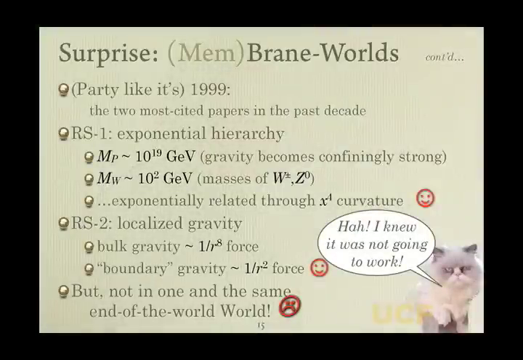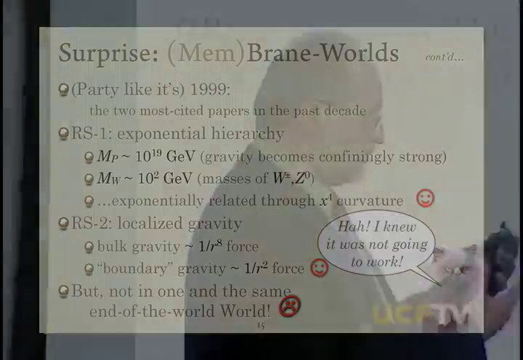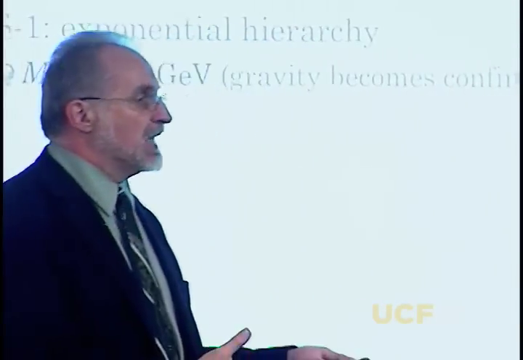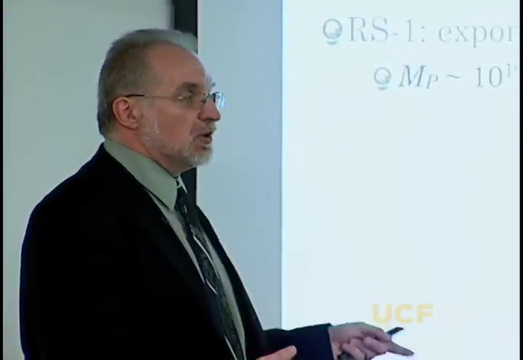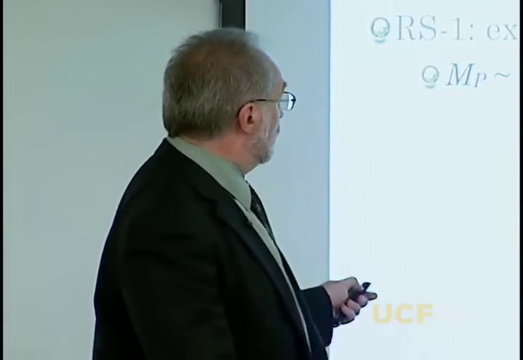There is a certain mass which is associated with gravity, which is 10 to the 19 gigaelectron volts. This is the strength where gravity becomes confiningly strong. This is associated to black holes, if you like. And so this is a sort of hallmark energy. This is where gravity becomes stronger than anything else you can think of. And so this is a characteristic parameter for gravity.